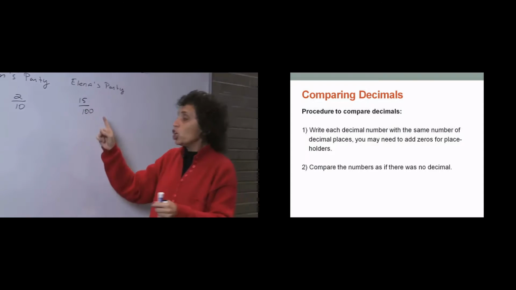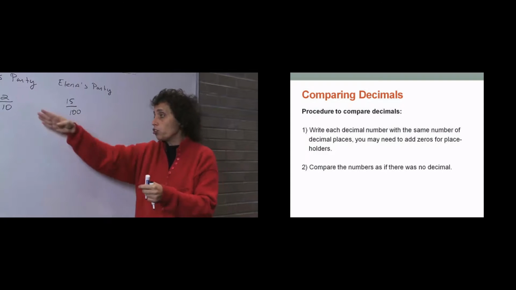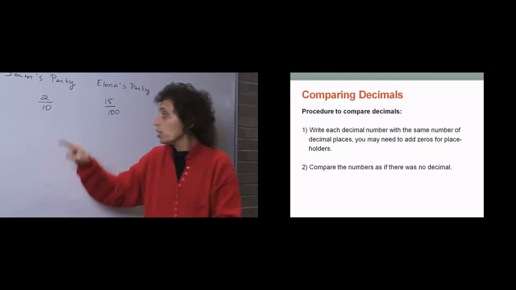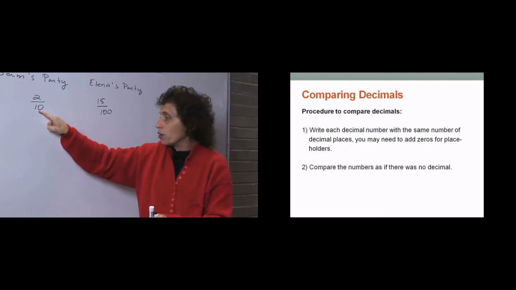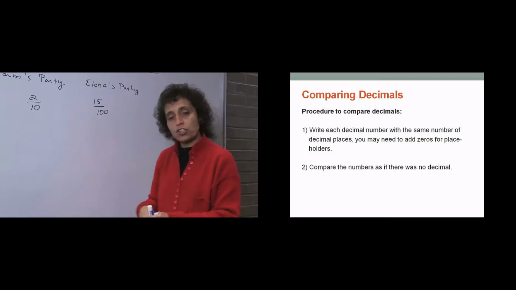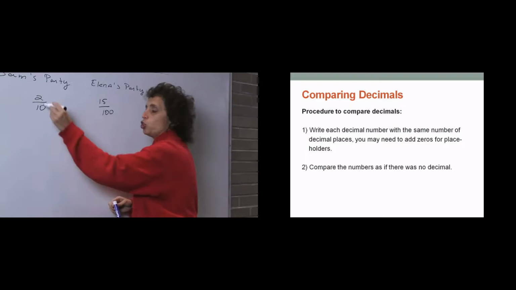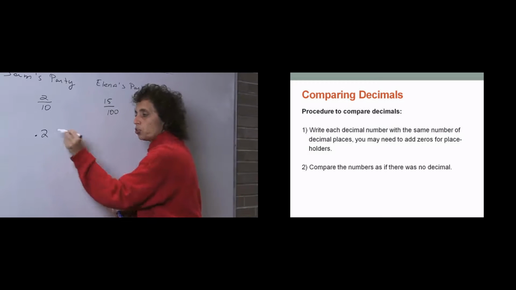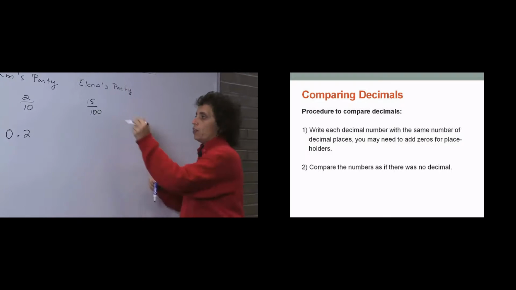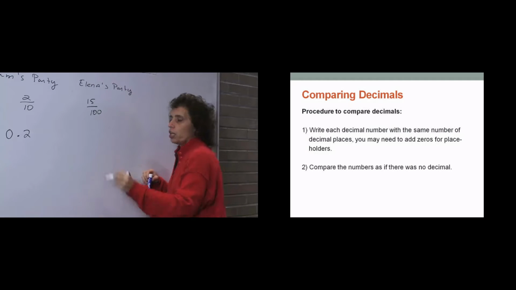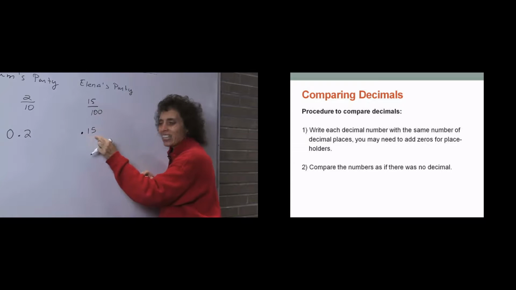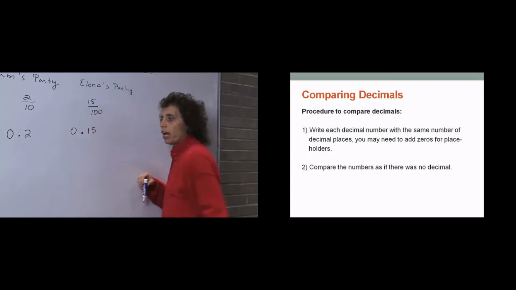So one thing we could do to compare these is get a common denominator. But because we have just been talking about decimals and the fact that when you have a denominator that's a power of 10, that's a decimal, I would rather change this to decimals. So we have 2 tenths, which is 0.2. If you want the 0 there, have a party. And then 15 100ths is 0.15. Tenths, hundredths. You want the decimal there, have a party.